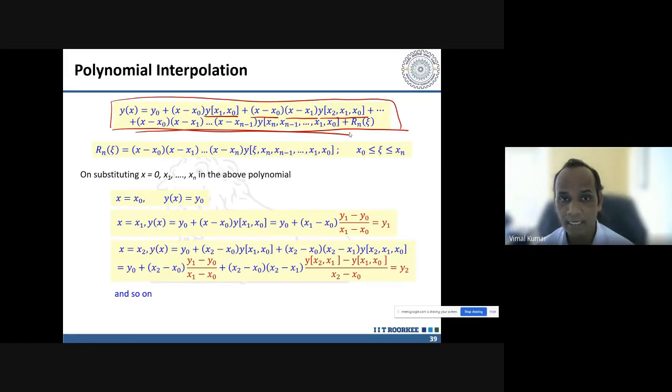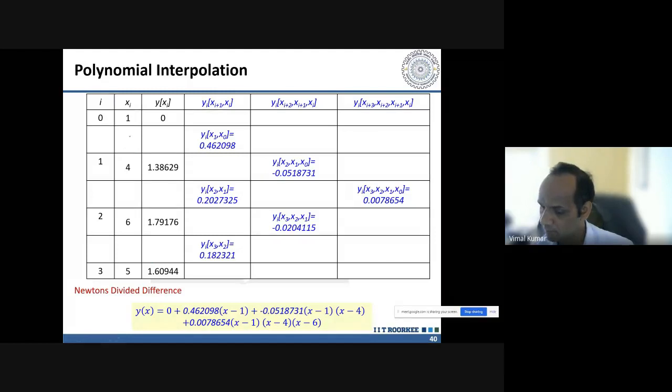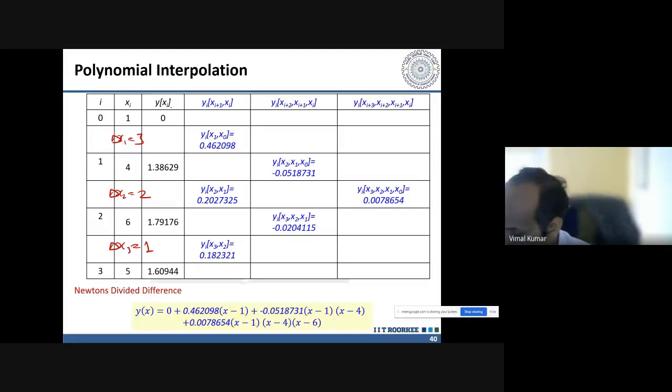How do we apply that? Let's say I have this data point. It says that delta x1 is equal to 3, delta x2 is equal to 2, delta x3 is equal to 1. So it is an unevenly spaced data point. The corresponding values of y are mentioned here.